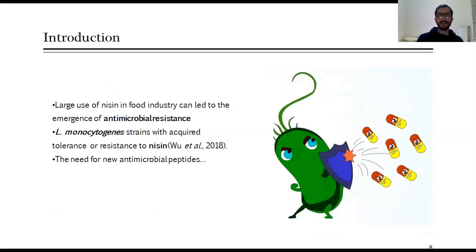In the last decades, the large use of nisin has led to the emergence of antimicrobial resistance in gram-positive bacteria, including Listeria monocytogenes. That's why the need for new antimicrobial peptides is becoming more and more important.